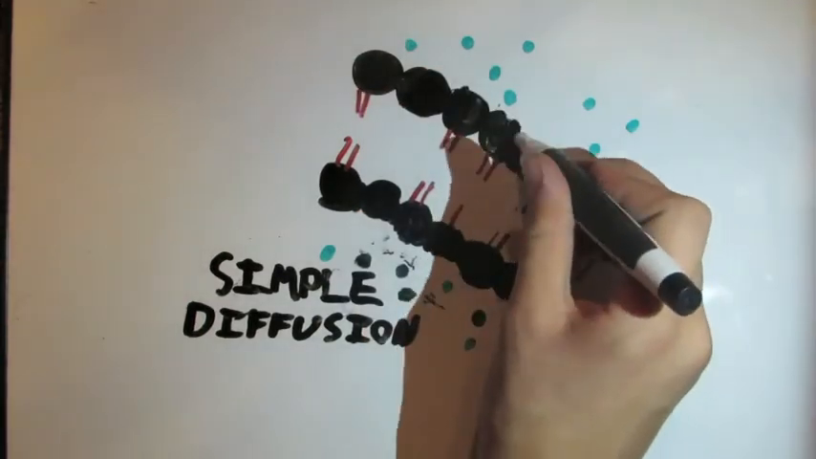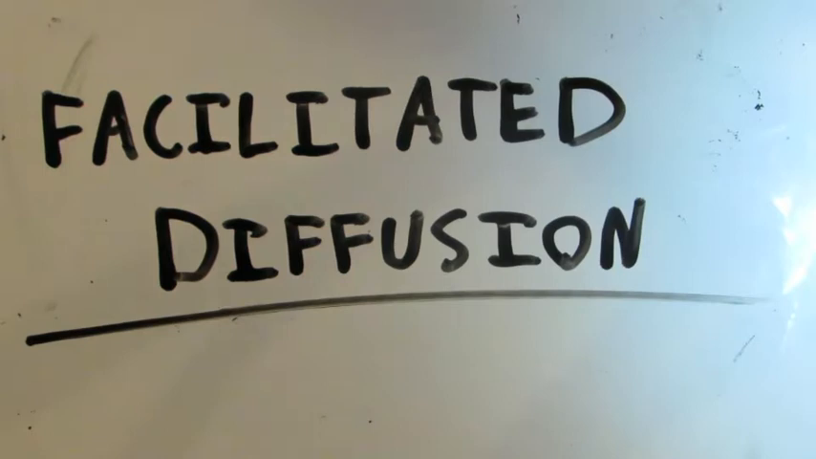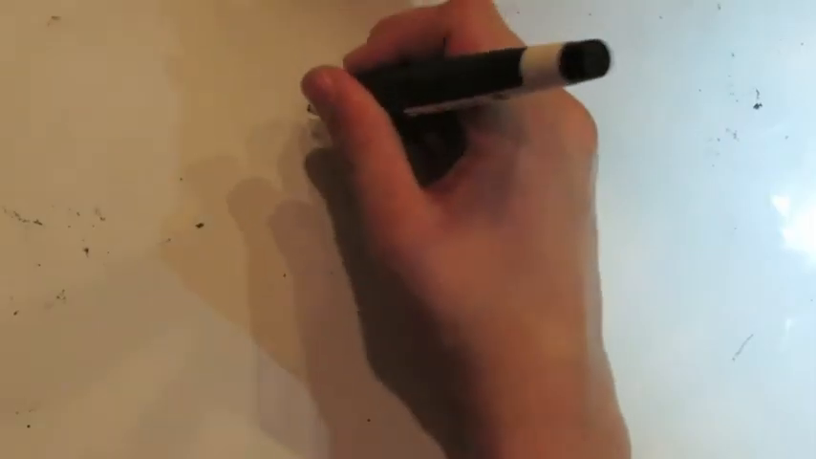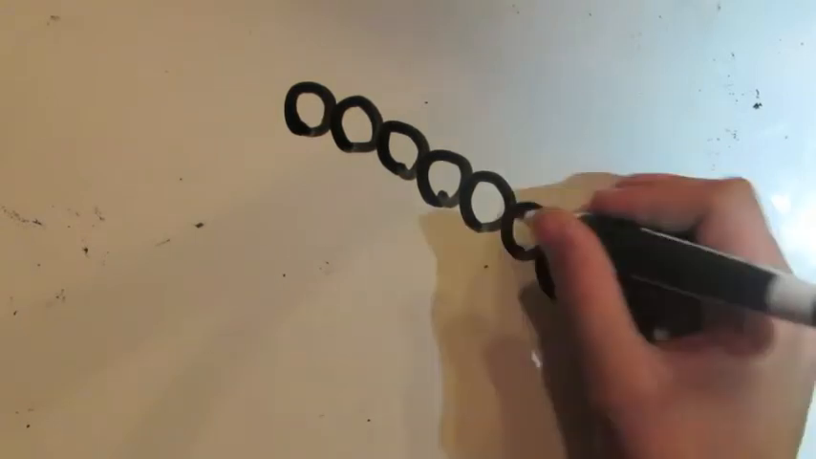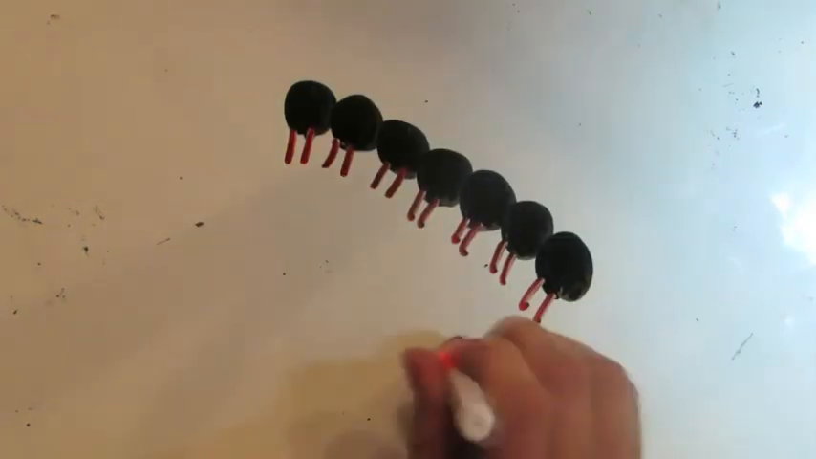The next type of diffusion we will be looking at is facilitated diffusion. Facilitated diffusion is passive transport that uses integral membrane proteins to help larger, charged, hydrophilic, and polar molecules across the concentration gradient.